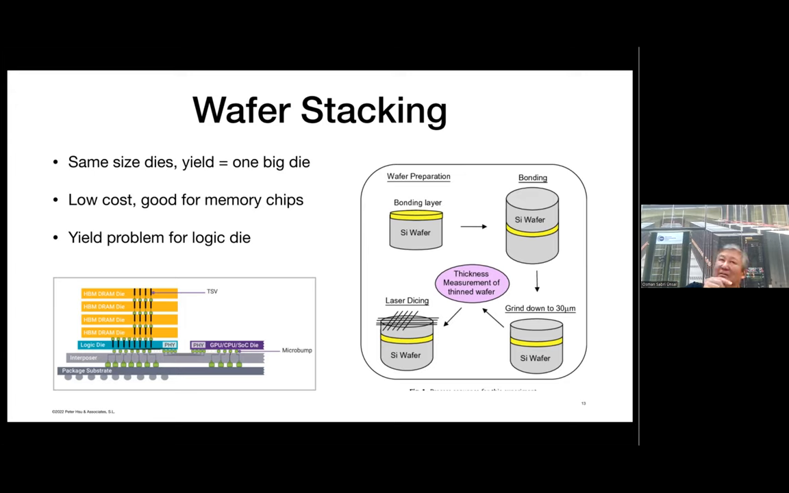So if there's a fault anywhere in the stack, you have to throw the whole stack away because you've already bonded them together. For memory, it's okay because we can build memory with redundancy and basically trade off area for fault resistance. And so we can make the yield high even when the chip is large or stacked up. For logic, this is not a good idea.